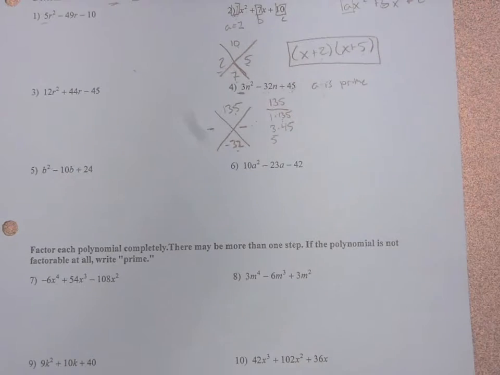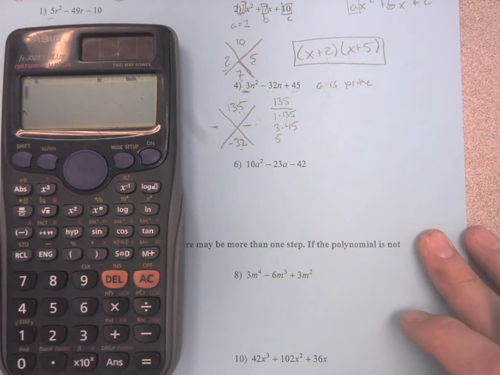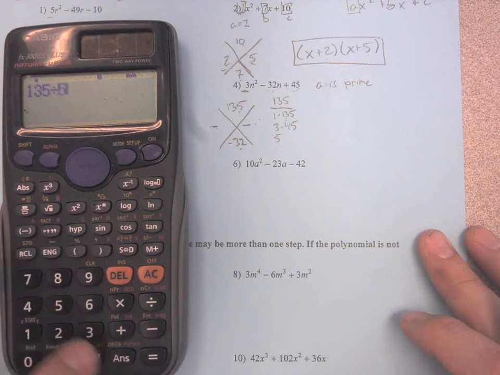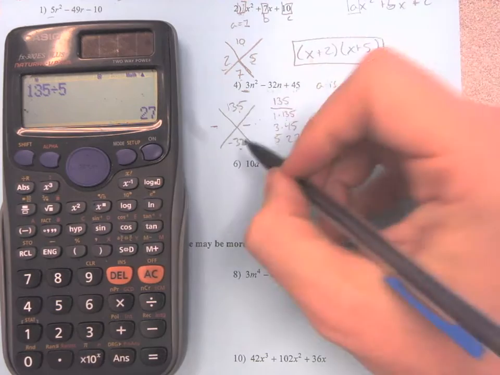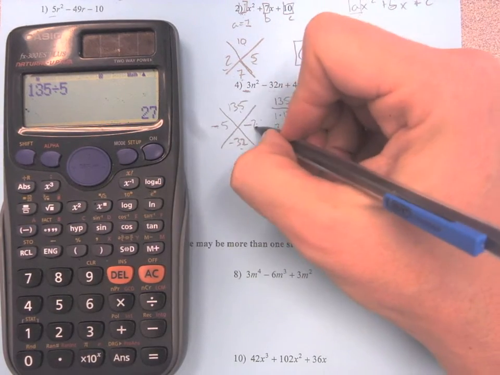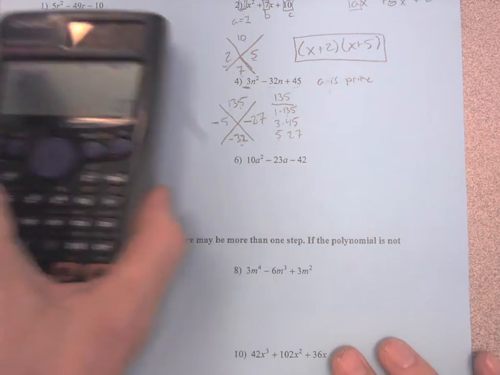Let's try 5. So I'm going to grab my calculator here and make sure, I know it's divisible by 5. I'm just going to double check what that is. Okay, it's 27. So a negative 5 and a negative 27 will give me a negative 32. So those are the two magic numbers.